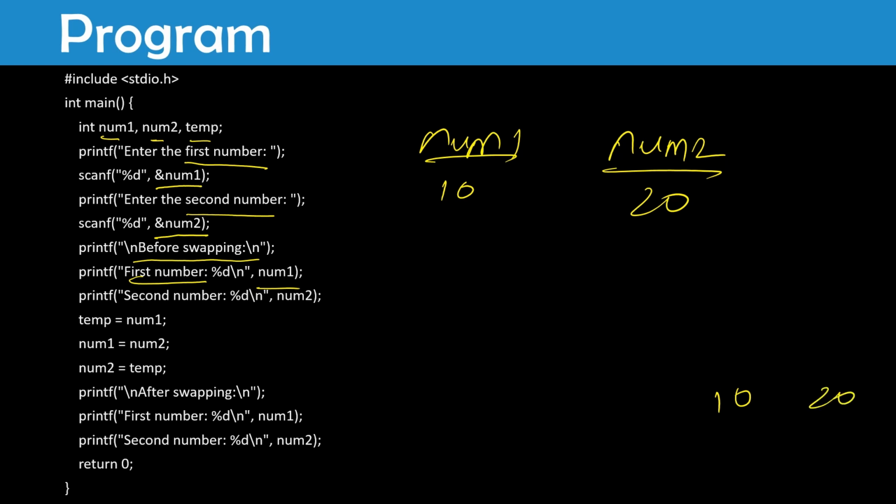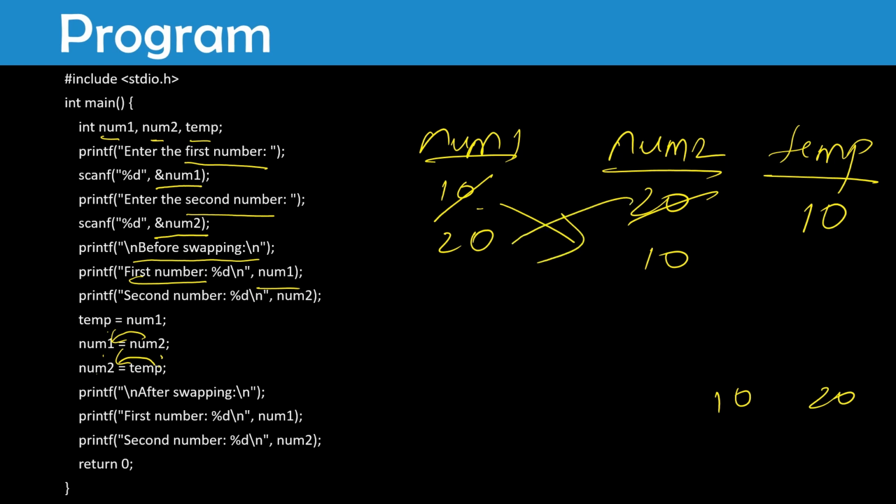Okay. Now temp is equal to num1. What will happen? The 10 goes to temp. Next num1 is equal to num2, meaning the num2 value goes to num1, 20. Next num2 is equal to temp, then the temp value goes to num2. Now see, this value came here, this value came here. Our program is right. Now print after swapping. What is the first number? 20. The second number is 10. That's it. Our program is right.